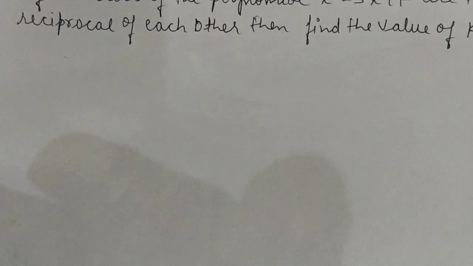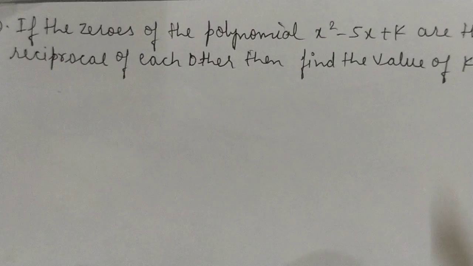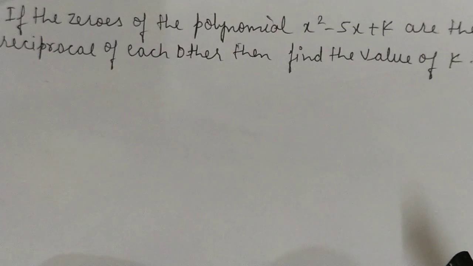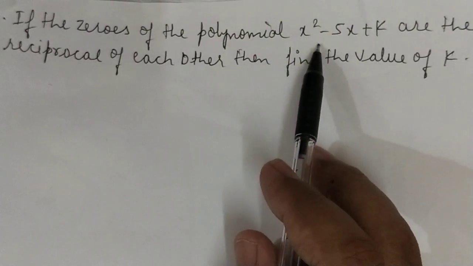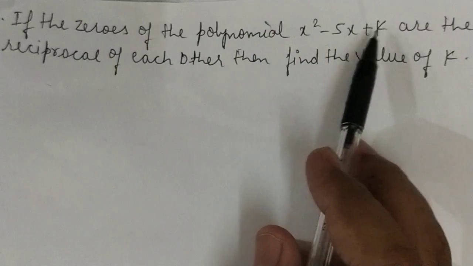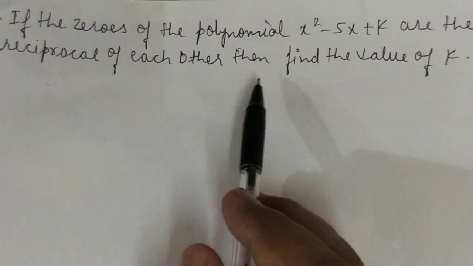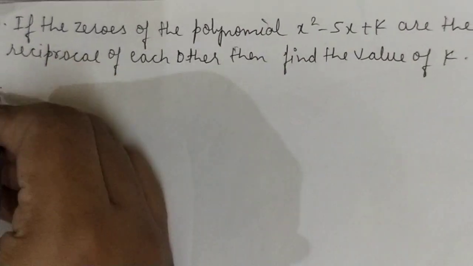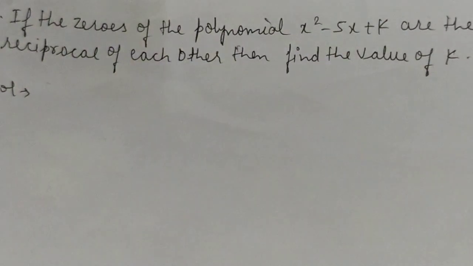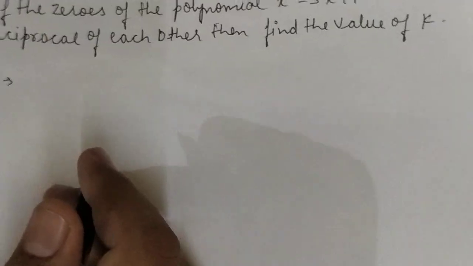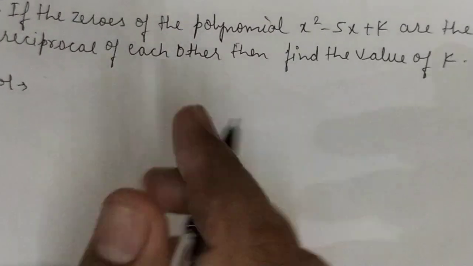Yes, one more question. One more conceptual question is there, and this is the last question of your quadratic polynomial. Clear? If the zeros of the given polynomial x square minus 5x plus k are the reciprocal of each other, then find the value of k. What is the meaning of reciprocal? Now in this question I will not write the statements, I will solve directly.